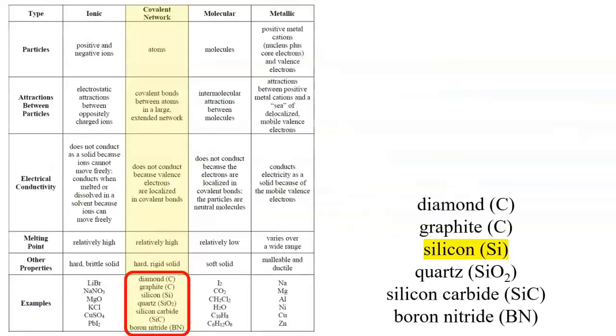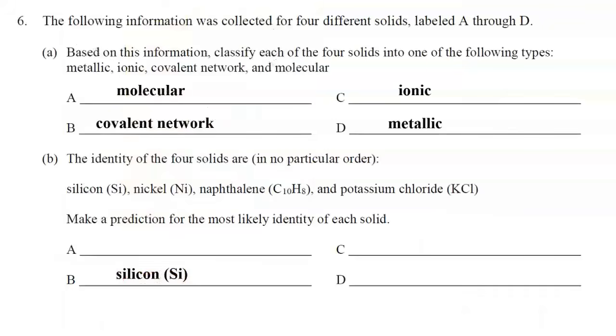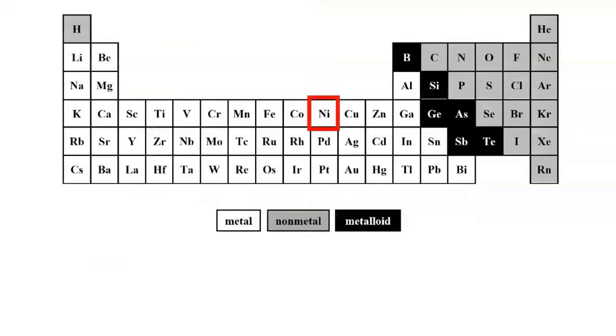So silicon is one of those examples that I had already mentioned earlier. So there's a relatively small list of examples of covalent network solids. I would encourage you to just be familiar with these examples because that's the best way to know what we're talking about. With respect to the next solid type, it says nickel, Ni.